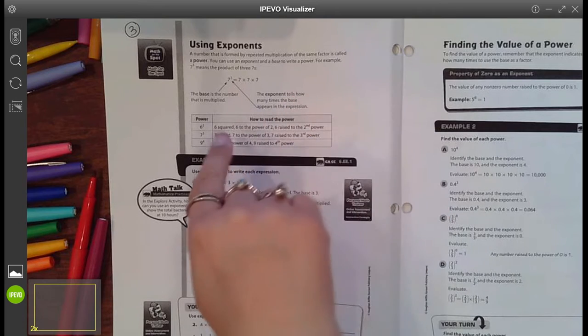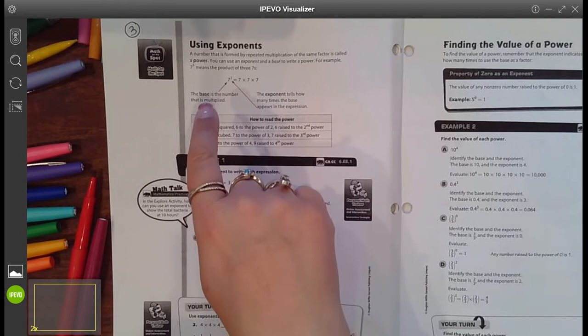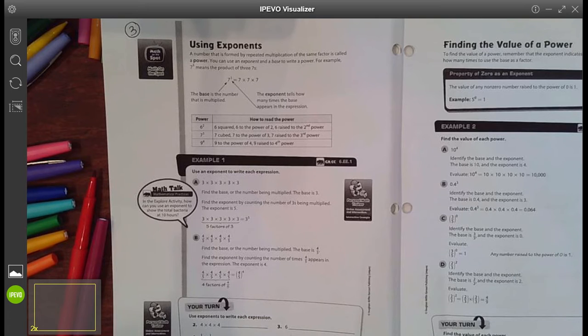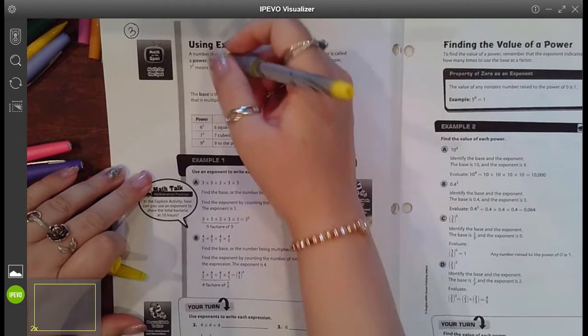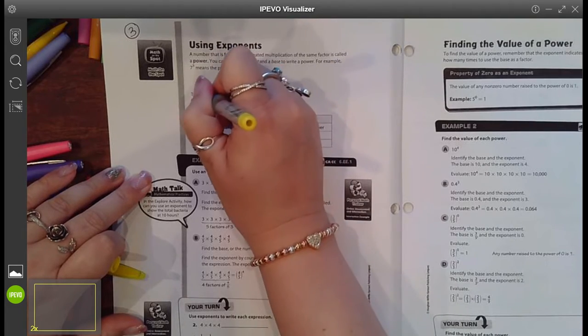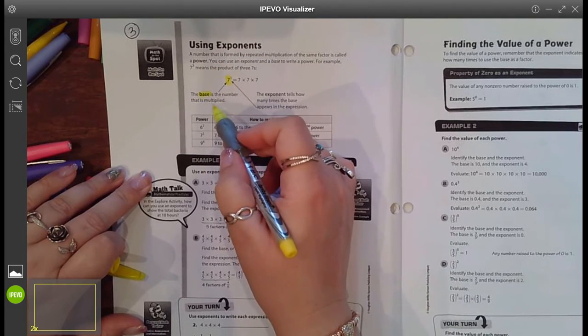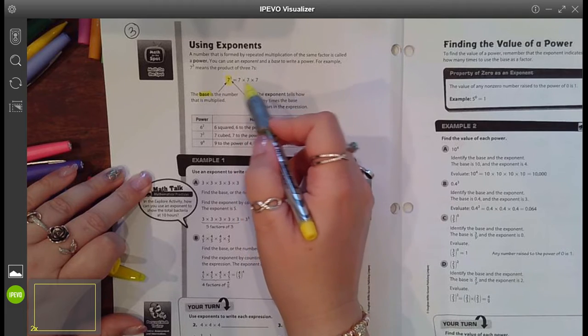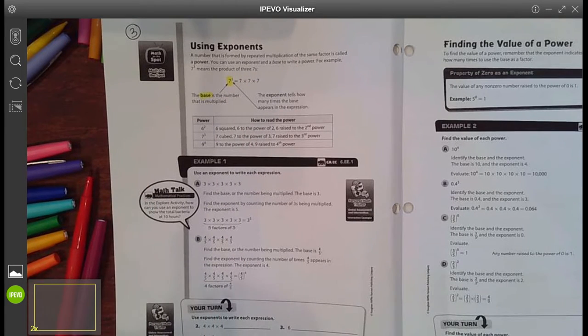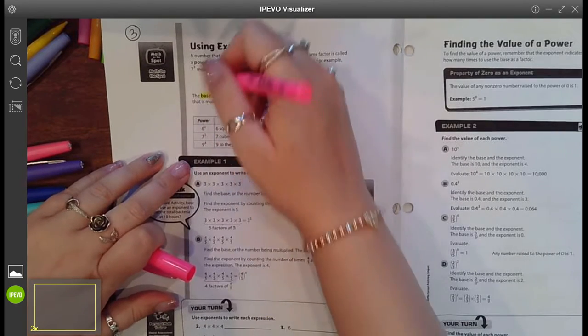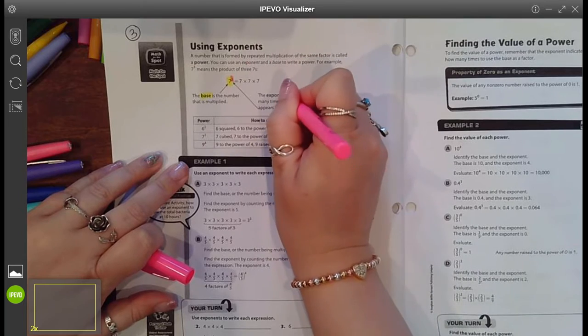Okay, so right here, if we take a look at the first part, the base is the 7 right here. It's the number that's being multiplied. Okay, so 7 is being multiplied. And then the exponent tells you how many times you're multiplying that number by itself. So right here, that little tiny 3, that's the exponent.